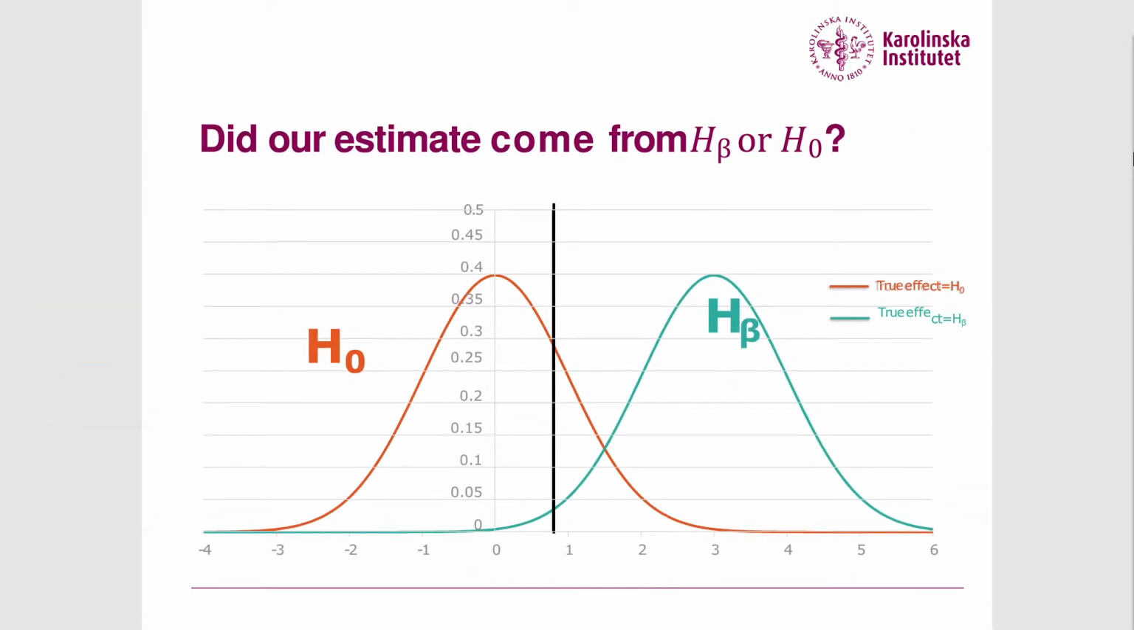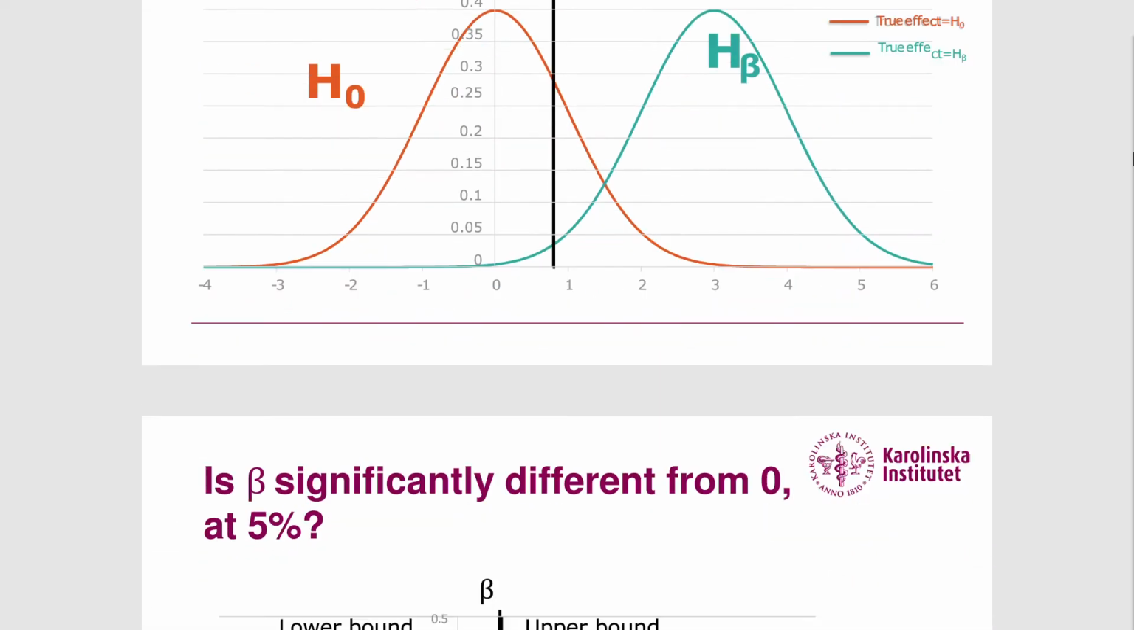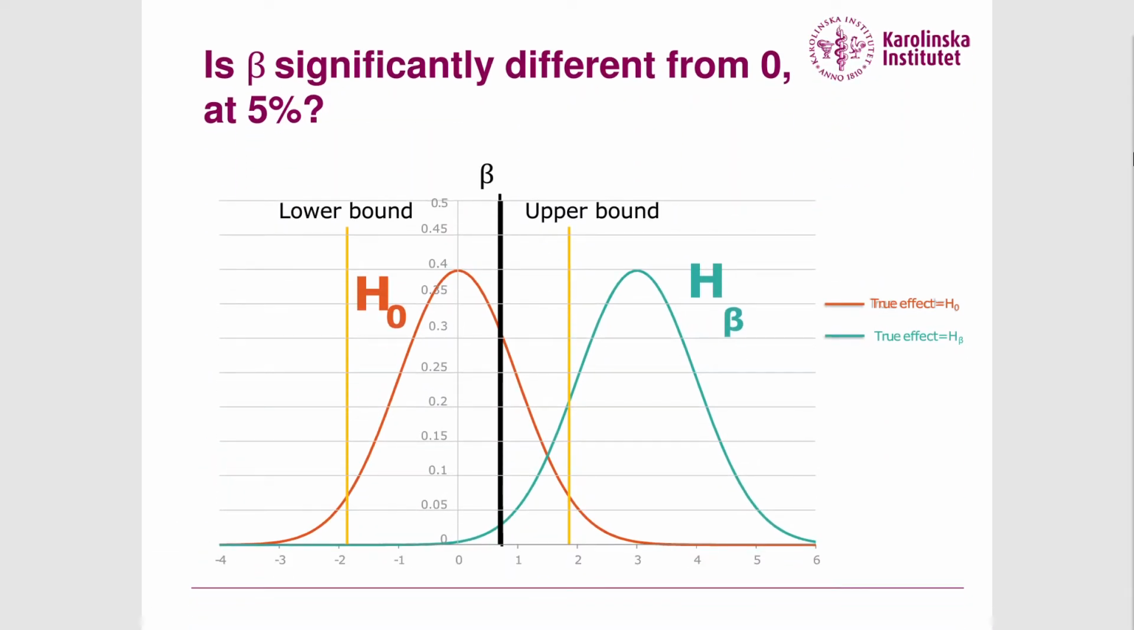So, did our estimate come from the null hypothesis, the H0 group, with a population mean of 0, or the alternative, or the intervention group, with a population mean of 3? Now, the way that we would normally estimate whether something is significantly different from the null hypothesis is to draw 95% confidence intervals. However, to note, these confidence intervals do not always need to be set at a 5% significance level. You commonly see confidence intervals of 90% and 99% as well.